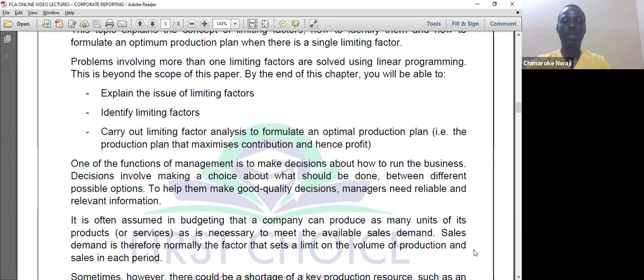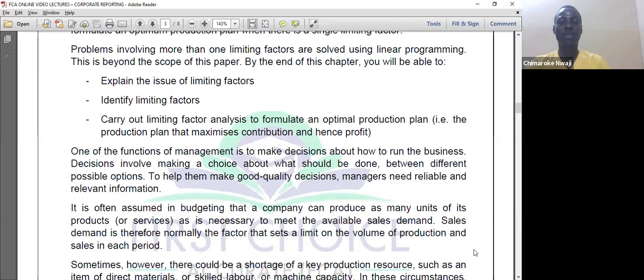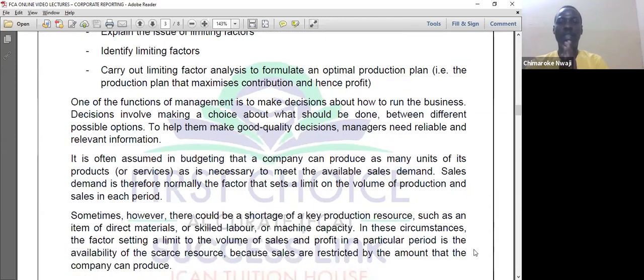Now, when we talk about limiting factor, we go beyond sales. Now, our sales will not be the limiting factor here in your exams. That means if sales is not our limiting factor, what could be our limiting factor? Now, in economics, we were told that factors of production are often called the land, capital, labor, entrepreneur.